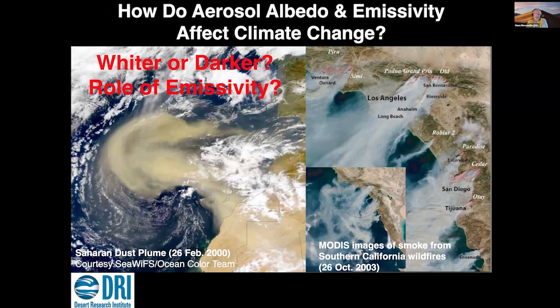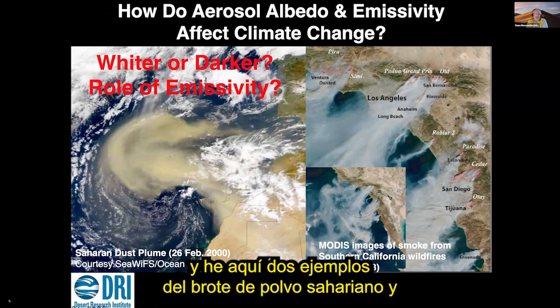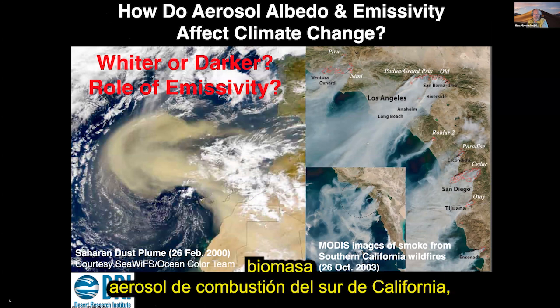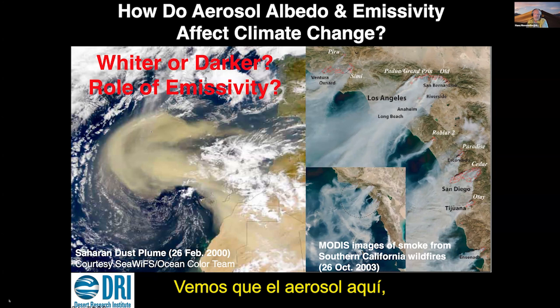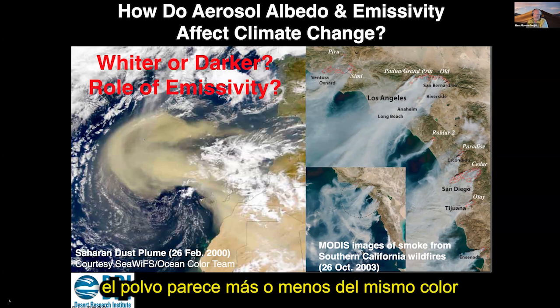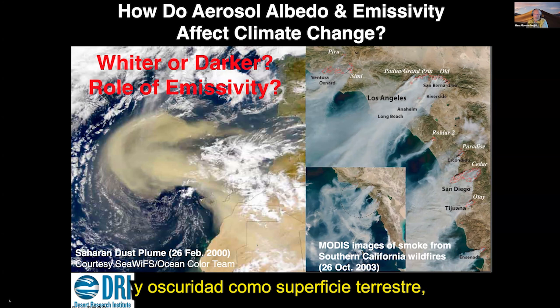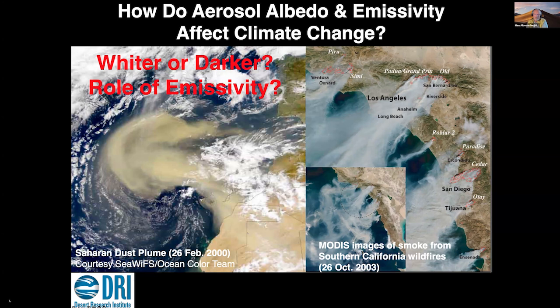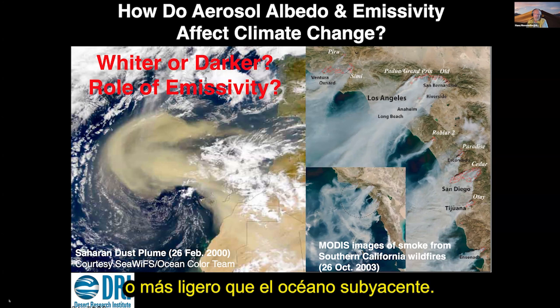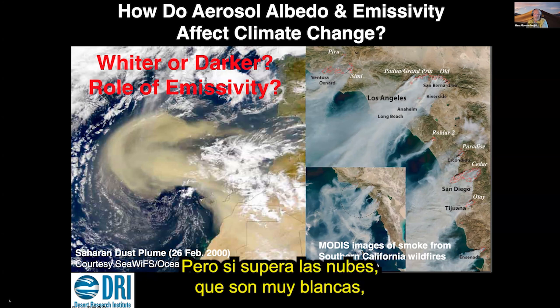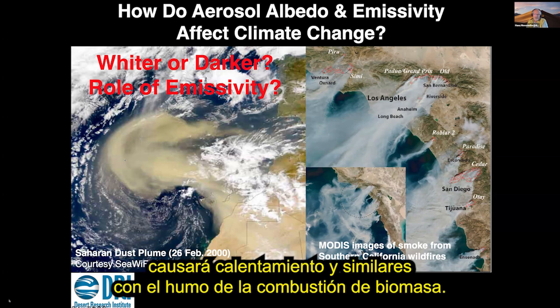Now, if you look at different aerosols, and here are two examples, the Saharan dust outbreak and biomass burning aerosol from Southern California, we see that the aerosol here, the dust, looks pretty much the same color and darkness as a land surface, but it's quite a bit whiter or lighter than the underlying ocean. So it would cause cooling here, but if it gets over clouds, which are very white, it will cause warming. And similar with the biomass burning smoke.